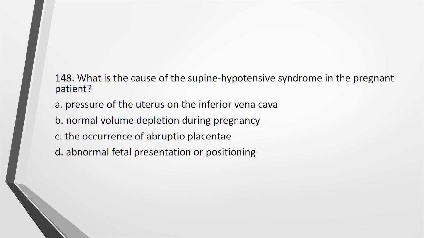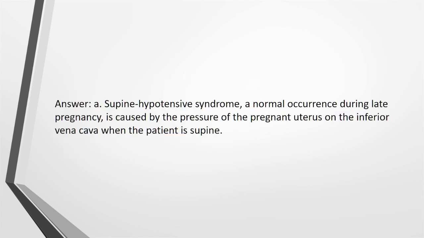148. What is the cause of the supine hypotensive syndrome in the pregnant patient? A. Pressure of the uterus on the inferior vena cava. B. Normal volume depletion during pregnancy. C. The occurrence of abruptio placentae. D. Abnormal fetal presentation or positioning. Answer. A. Supine hypotensive syndrome, a normal occurrence during late pregnancy, is caused by the pressure of the pregnant uterus on the inferior vena cava when the patient is supine.